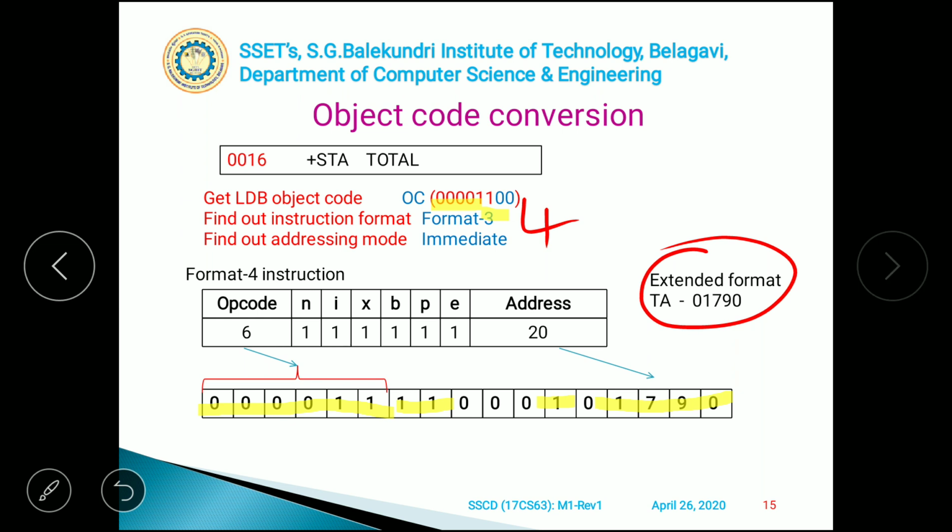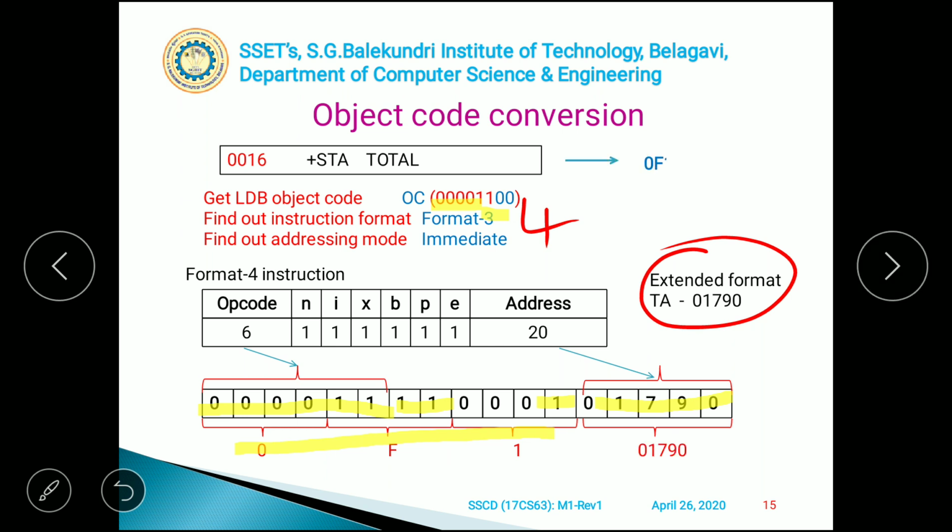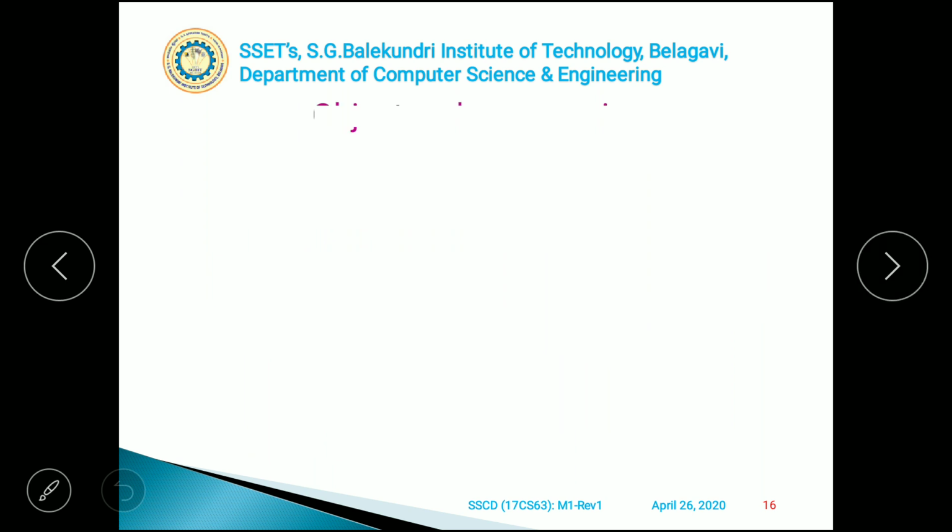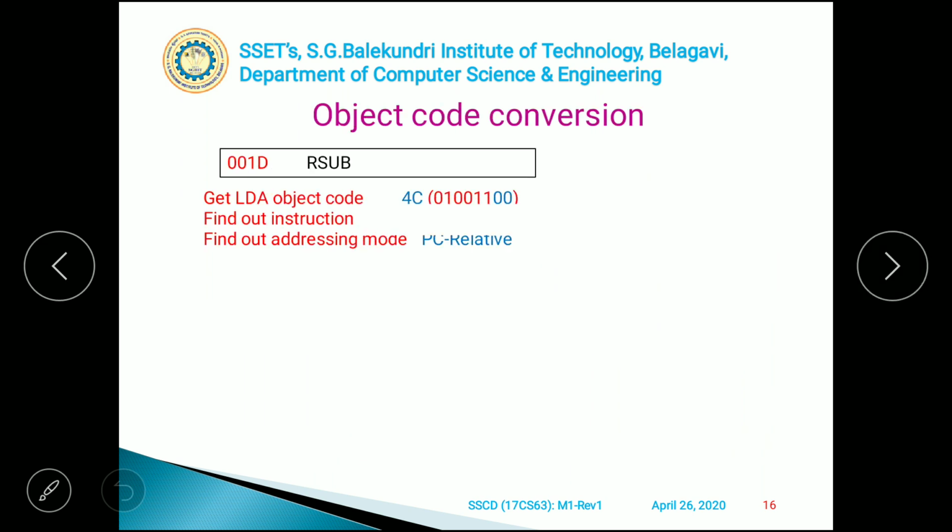After that you have to convert it into hexadecimal code by taking 4 bits together, binary to hexadecimal conversion. So the first 12 bits are converted as 0F1, and the last 20 bits are 01790. Okay, and all together you are going to get this as 0F101790.